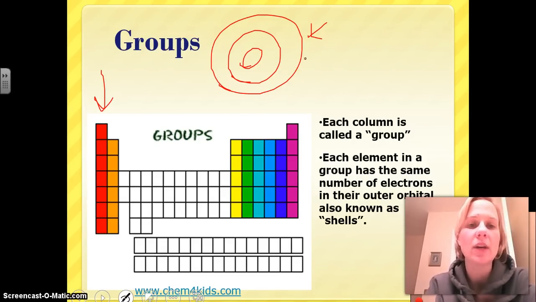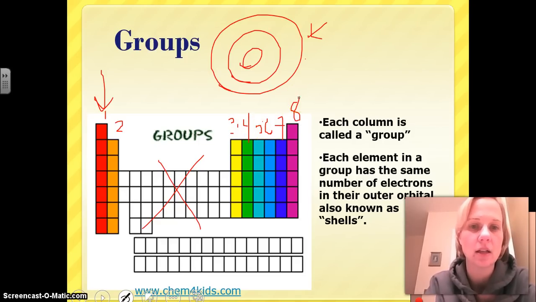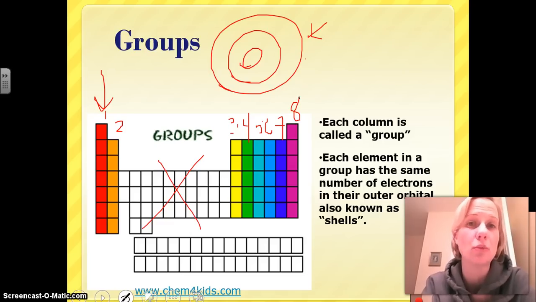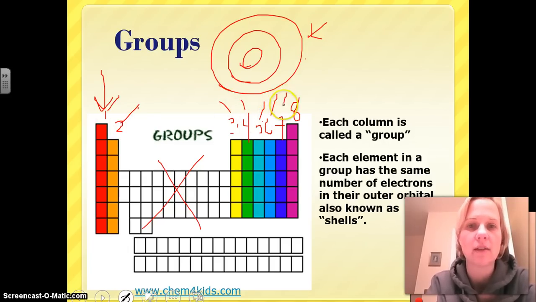Now when we count the group numbers, we have to ignore the transition metals. So when we count them, it goes 1, 2, and it jumps all the way over here and goes 3, 4, 5, 6, 7, and then 8. If you look at the top of your periodic table, you will see Roman numerals, and it will go Roman numeral 1, 2, and then it goes 3, 4, 5, 6, 7, 8.